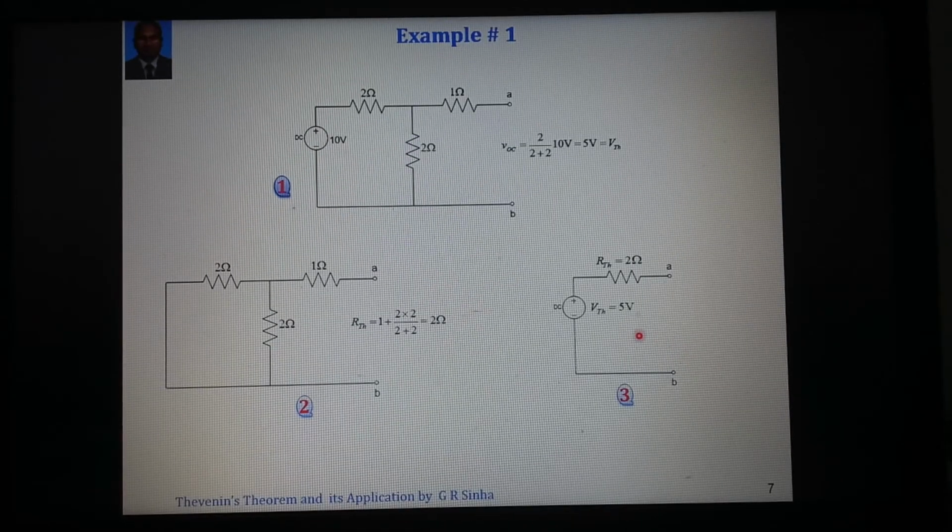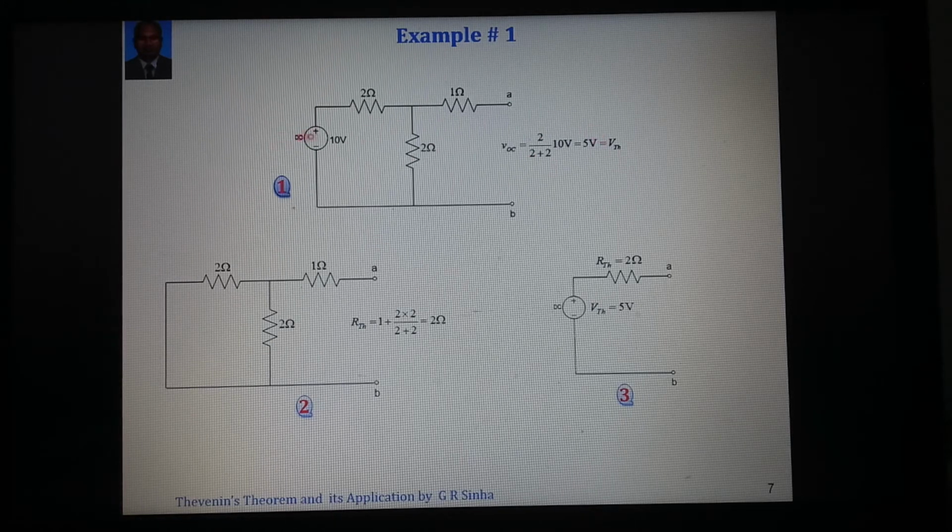Let us discuss some examples. This is an example where we can see there is a 10 volt DC battery, then 2 ohm, 2 ohm resistances, and there is 1 ohm. If we are interested to determine the Thevenin equivalent circuit across AB, we first determine the Thevenin voltage. It's very simple: there will not be any drop across the 1 ohm, so this 10 volt will be divided across 2, that is 2 divided by 2 plus 2 into 10, and this becomes 5 volt.